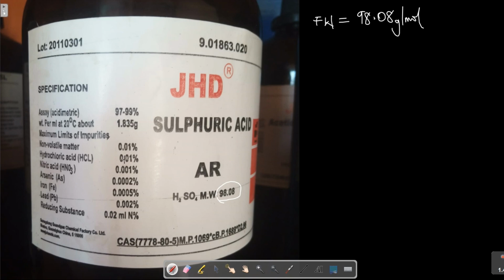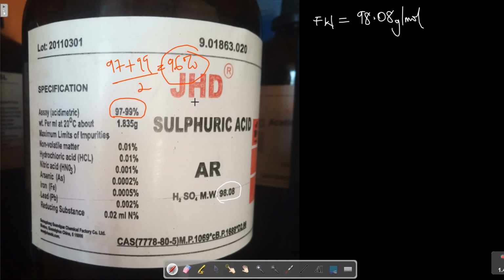Take note here, there's a slight issue. Here we're having 97 to 99% of the sulfuric acid. So you can take the average, which is 97 plus 99, divided by 2. When you do that, you should be having 98% concentration of the sulfuric acid.